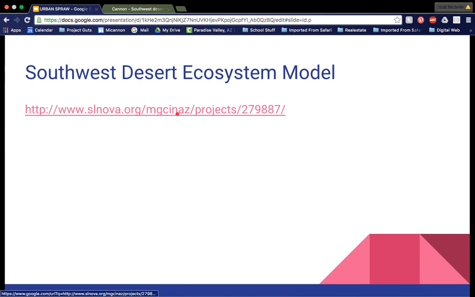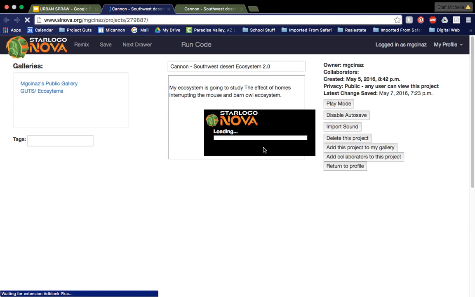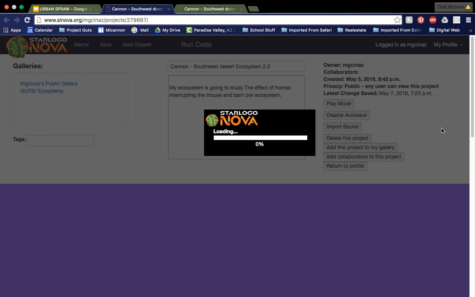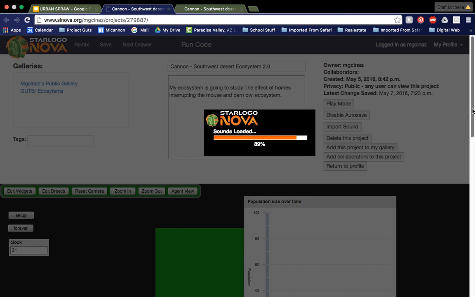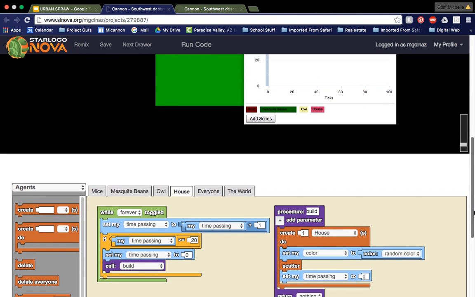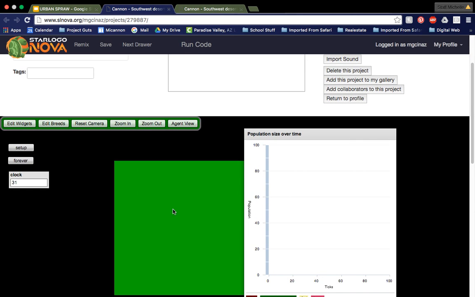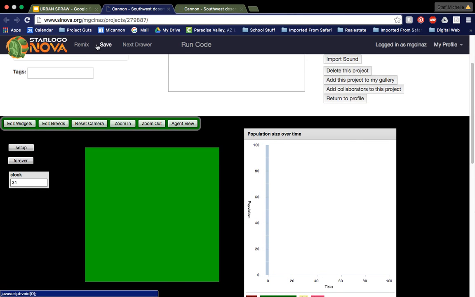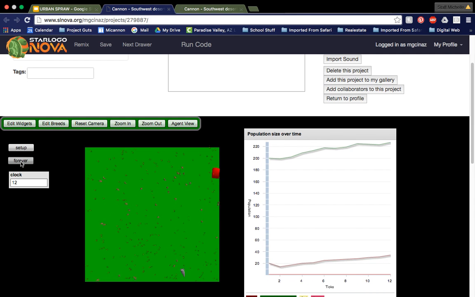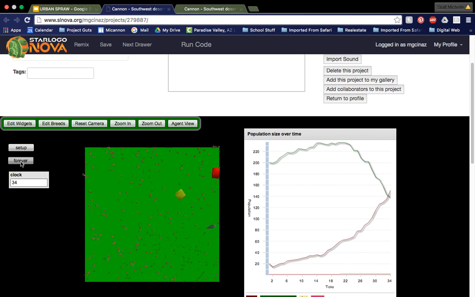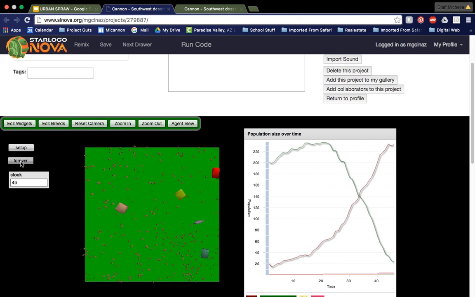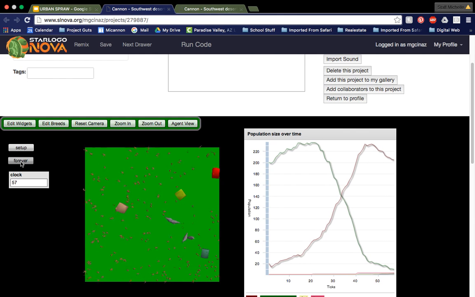Let's take a look at this code in action. Right now, I believe that I have my houses set to build every 20 ticks. Let's take a look. Yes, every 20 ticks. All right, so here we are. We started with one house, one owl, and I believe it was 20 mice. And you'll see that the owl is chasing down those mice as we start to see the houses increase.